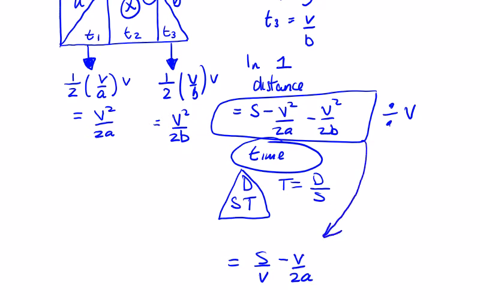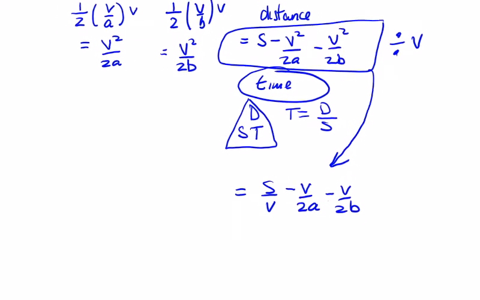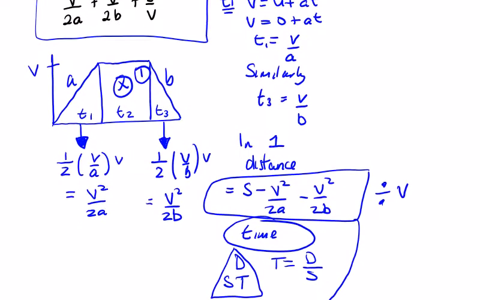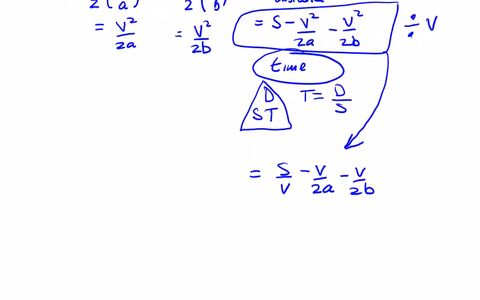And v squared divided by 2b is minus v over 2b. And that should help us. So we have our 3 times. So let's add these together. t1, v over a plus v over b. So we have v over a plus v over b plus s over v minus v over 2a minus v over 2b.